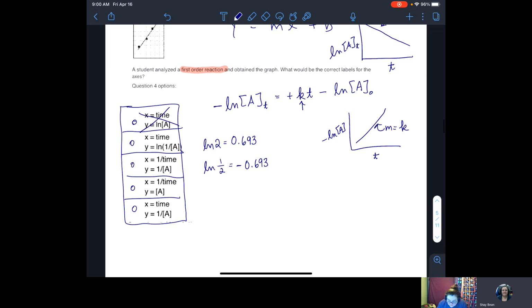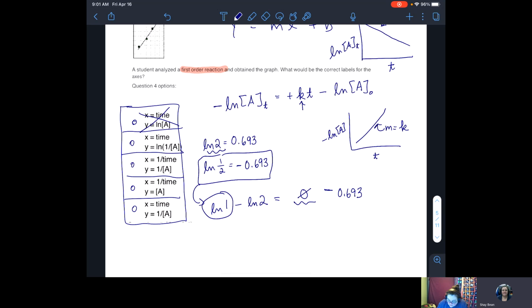And this is because the log of 1 over 2 is the log of 1 minus the log of 2. The log of 2 is 0.693. And what is the log of 1? The log of 1 is 0. So 0 minus 0.693 is negative 0.693. This is the way logarithms work.